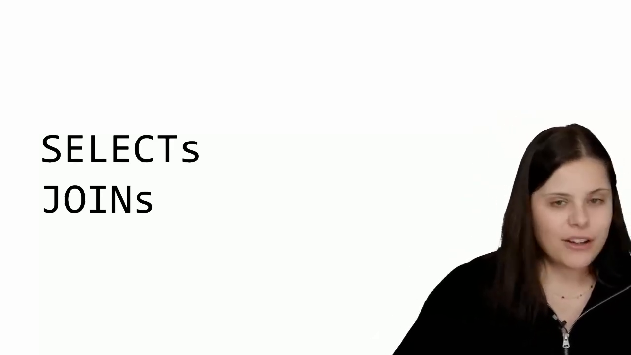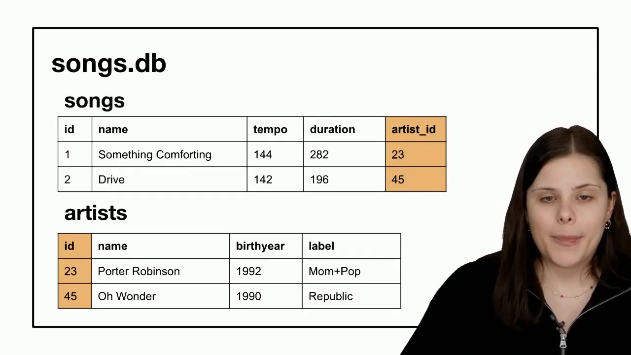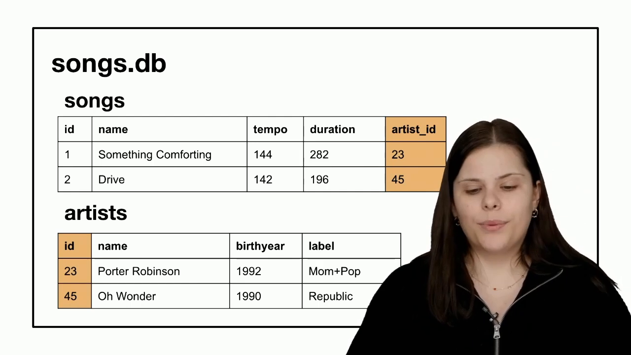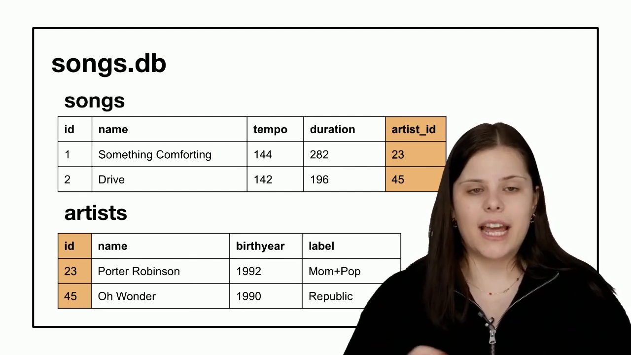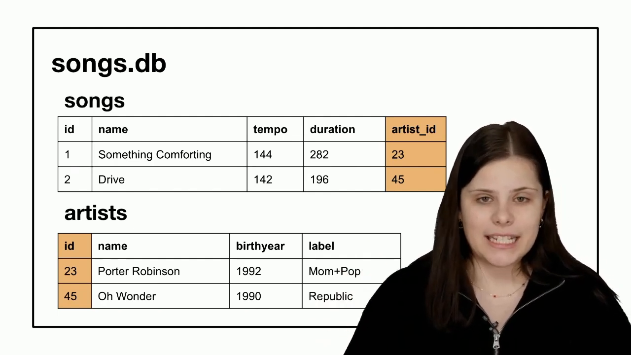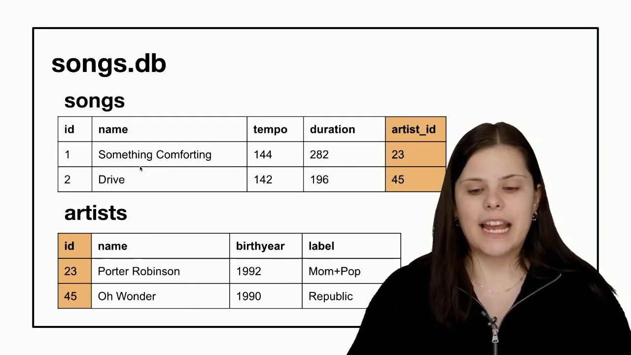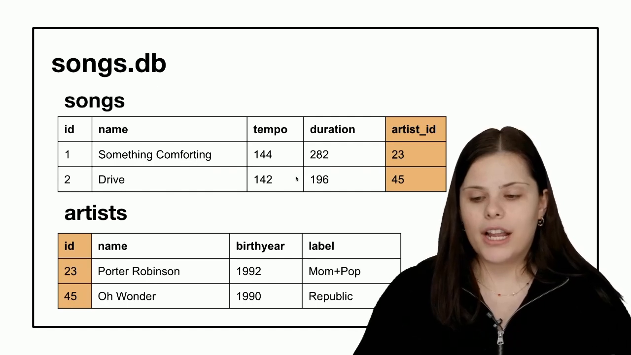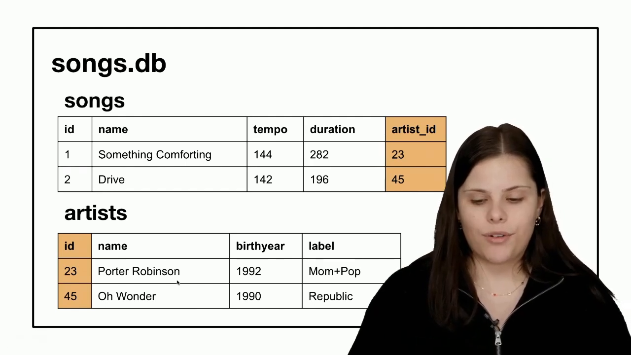So talking about nested selects first, let's consider the table that we saw previously, and this is where our connection is. Artists have their own IDs, and so do songs, but where they connect is on artist ID. We can see that, especially as humans, visually. I can say, okay, something comforting was sung by an artist with ID 23. I visually go into the artist table and I see it is Porter Robinson.